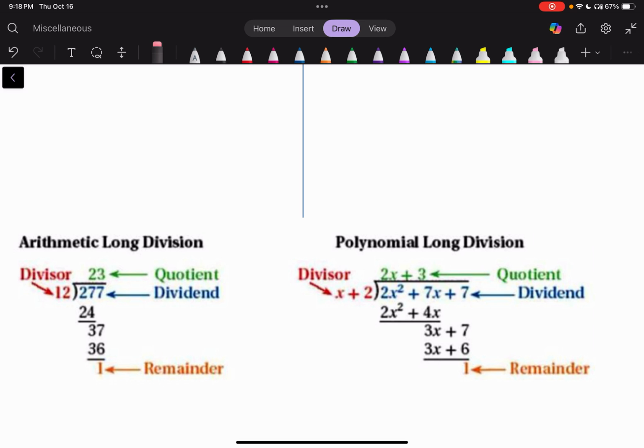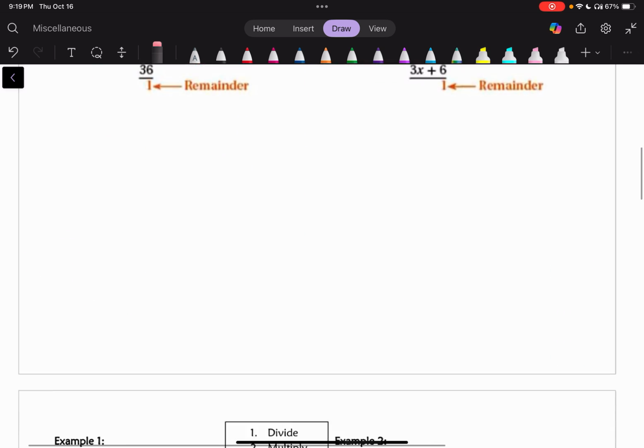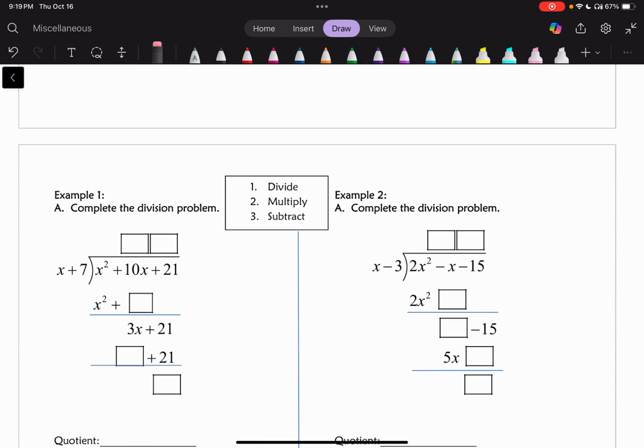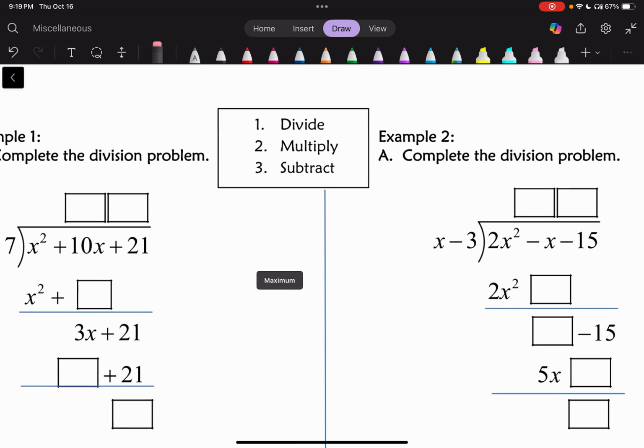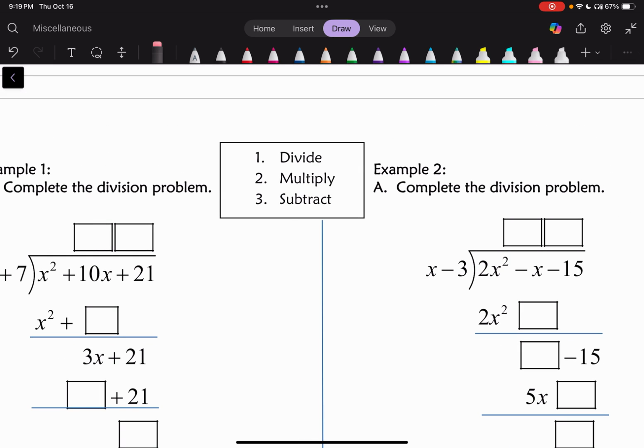We said that the divisor is what we are dividing by. The dividend is what is being divided, and the quotient is our answer. And sometimes we're going to get a remainder. We then did example 1a and example 2a, and we just had to fill in some blanks while also doing the division. And we really talked about these key steps here, which is 1, we divide.